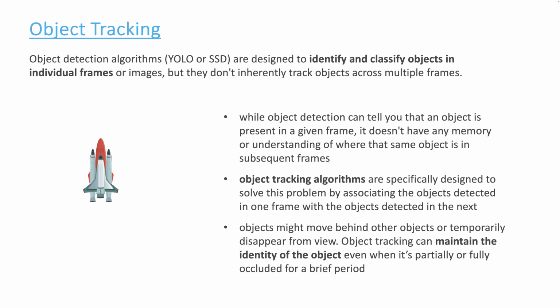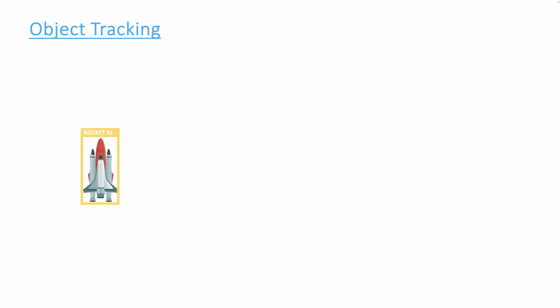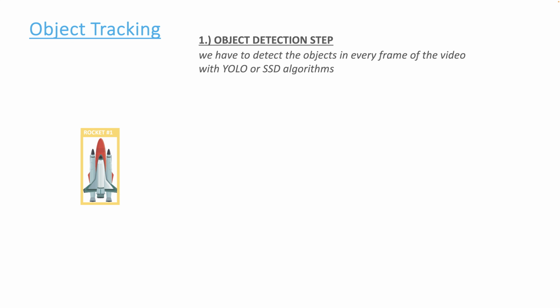Okay, so let's talk about what we are going to do in the coming lectures. In order to implement an object tracking algorithm, first of all, we need an object detection algorithm. Of course, because in every single frame of the video, we have to detect the objects either with the YOLO algorithm or with the SSD algorithm. Because the actual version of YOLO is the state-of-the-art object detection algorithm, this is why we will use the YOLO algorithm to detect the objects in every single frame of the video.